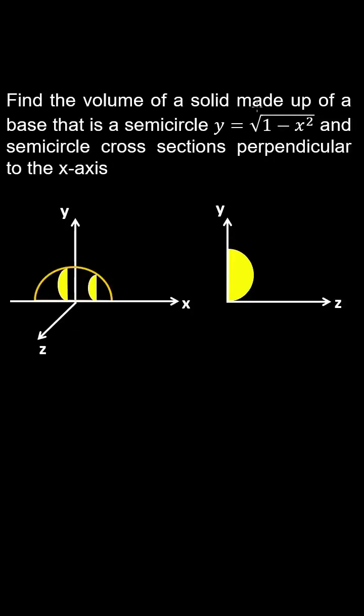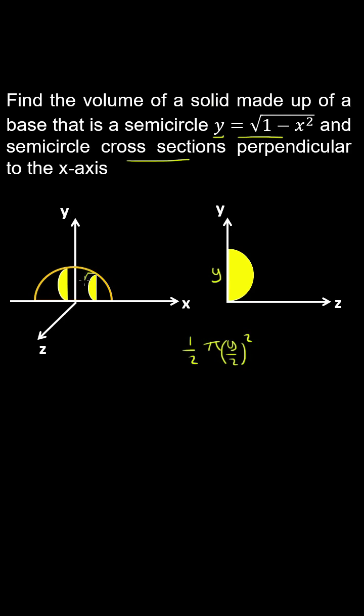Find the volume of a solid made up of a base that is a semicircle, and semicircle cross sections perpendicular to the horizontal axes. So these cross sections are all parallel to the yz plane. And the diameter of each semicircle is described by this equation, and therefore the area of a circle is pi by the radius squared, and multiplied by 1/2 gives the area of the semicircle.